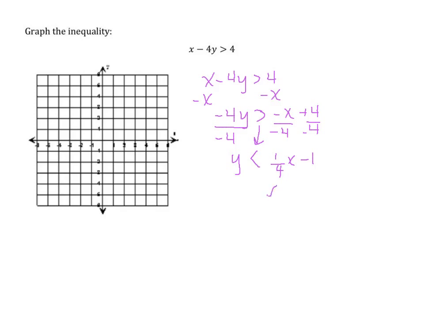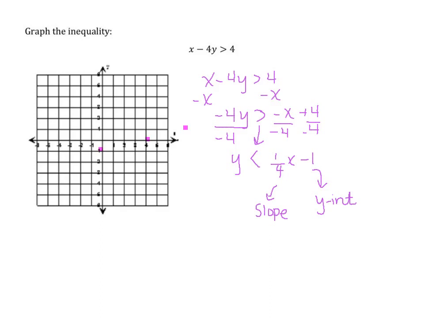So we have our slope, and we have our y-intercept. So I'm going to start at my y-intercept of negative 1. To get to my next point, I'm going to go up 1 unit and to the right 4 units. So up 1, right 4. Up 1, right 4. And we can continue this pattern forever.